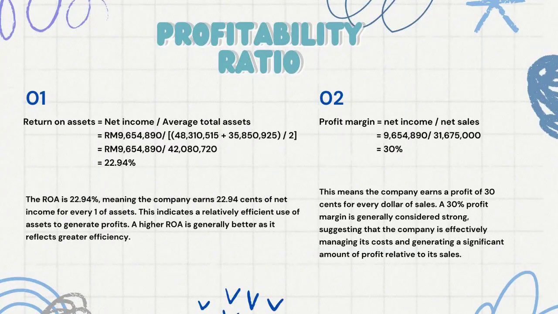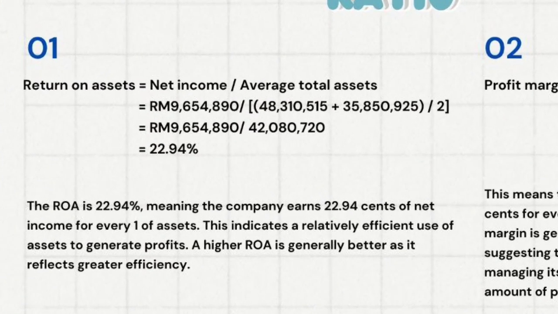For the first formula, finding the return on asset, we divide the net income by the average total asset. As we can see in the calculation, return on asset is 22.94%, meaning the company earns 22.94% of net income for every one of asset. This indicates a relatively efficient use of assets to generate profit. A higher return on asset is generally better as it reflects greater efficiency.